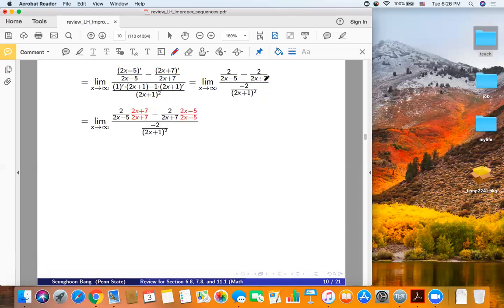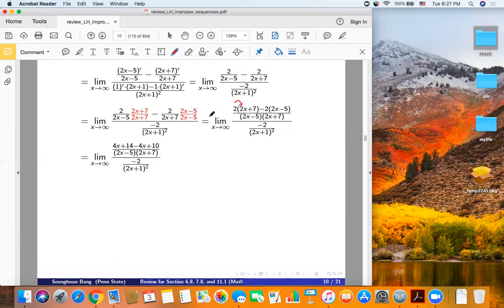Next, you have to simplify. You can use a common denominator. For the first one, you multiply top and bottom by 2x plus 7. The other, top and bottom by 2x minus 5. And combine: 2 times 2x plus 7 minus 2 times 2x minus 5 over the common denominator 2x minus 5 times 2x plus 7, over negative 2 over 2x plus 1 squared, and simplify. So this is right.